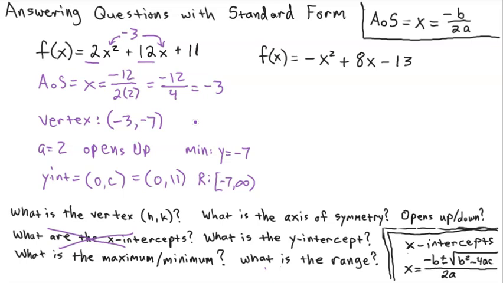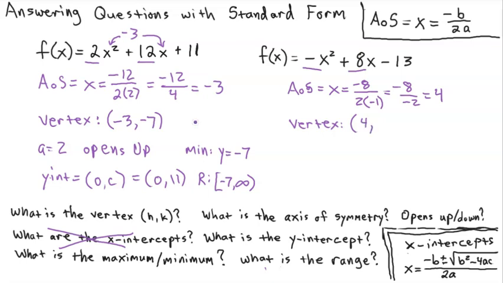Now we can do this one over here. We need to first identify the axis of symmetry, which is x equals negative b over 2a. Well, b here is 8. So we're going to do negative 8 over 2 times whatever a is. Well, a is negative 1. And so what we have here is negative 8 over negative 2. Negative 8 divided by negative 2 is positive 4. Okay? And so then the vertex is going to be 4, comma, something.